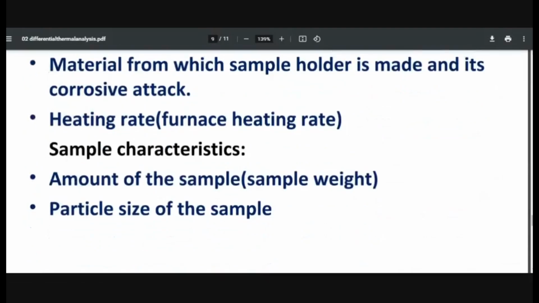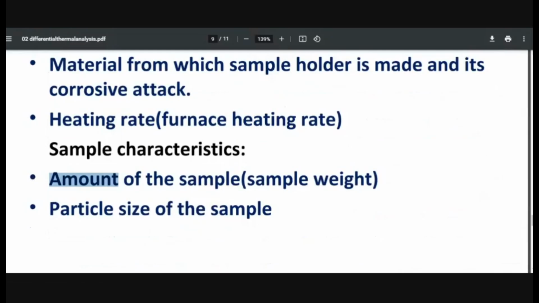Heating rate, we have seen that in thermogravimetry also. The heating rate logic remains the same. Then comes sample characteristics. Both these points have the same explanation as in thermogravimetry. The amount of the sample, whether the sample is smaller or larger, and next is particle size, whether the particle size is large or small.